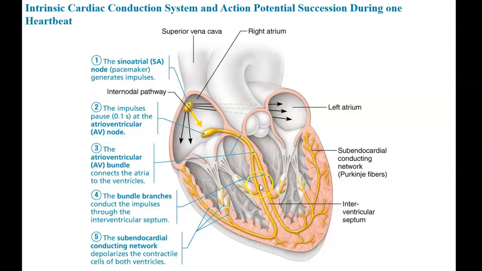From there, the branching continues, and then it goes into the subendocardial conducting network, and this is what depolarizes the contractile cells of the ventricles. So whenever there's depolarization of either the atria or the ventricles, that's going to precede the actual contraction of the chambers. So once the atria depolarize, then the atria will contract. And then once the ventricles depolarize, then they'll contract.